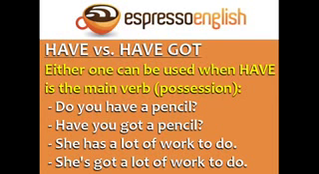Now let's learn the difference between have and have got. Either one can be used when have is the main verb in the case of possession. For example, do you have a pencil? Have you got a pencil? She has a lot of work to do. She's got a lot of work to do. These sentences are all correct.